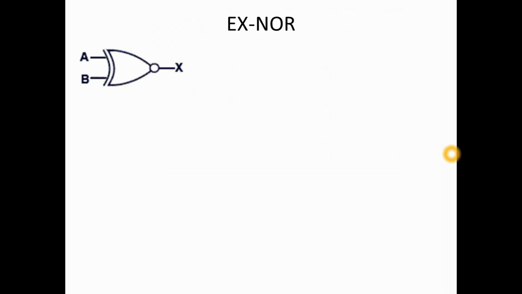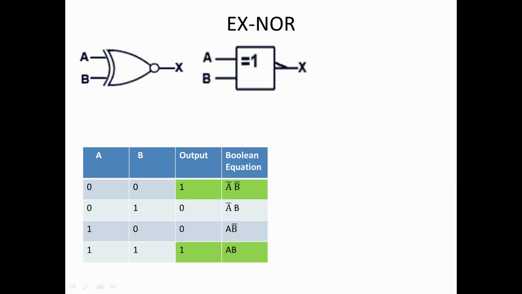Next one is the exclusive NOR gate. That is the combination of the exclusive OR gate and an inverter. Here the output is logic 1 for 0 0 and 1 1. When all inputs are the same, then the output is logic 1. Or we can say that it gives the output logic 1 for an even number of ones in the inputs. That is, for 0 0, the output is 1; for 0 1, the output is 0; for 1 0, the output is 0; for 1 1, the output is 1.